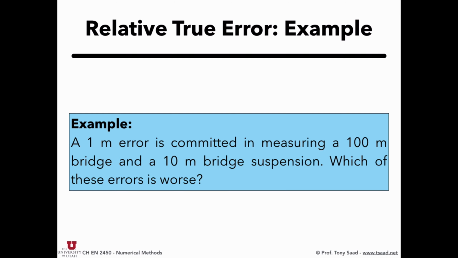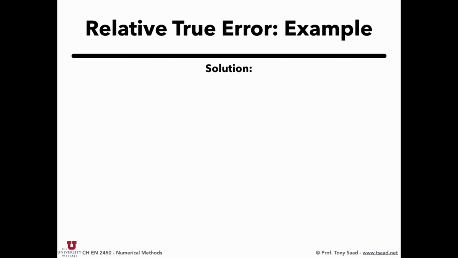Okay, this is another example. A 1 meter error is committed in measuring a 100-meter bridge and a 10-meter bridge suspension. So again, we committed a 1 meter error in measuring the bridge and measuring one of its suspensions. So the error is the same, okay? But which one is more significant? Which one is worse? The solution is to turn this into a relative error.